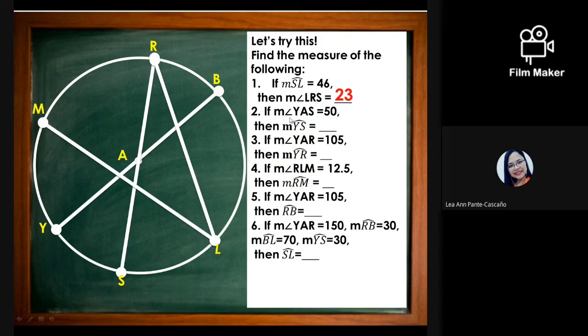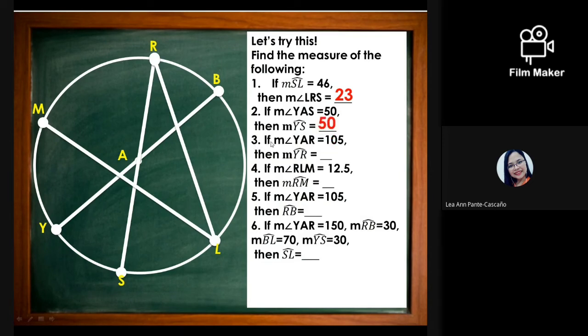Next, the measure of angle YAS is 50. Then what is the measure of arc YS? Arc YS, and tingnan natin yung angle. Is it inscribed or central? YAS. Mapapansin natin the vertex is on the center. Therefore, we can say that ang sukat po ng ating angle at ang arc ay pareho. So kung ang YAS is 50, then arc YS is also 50.